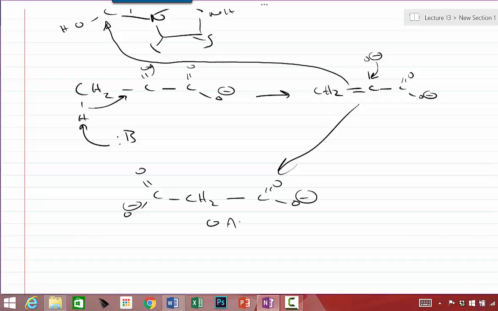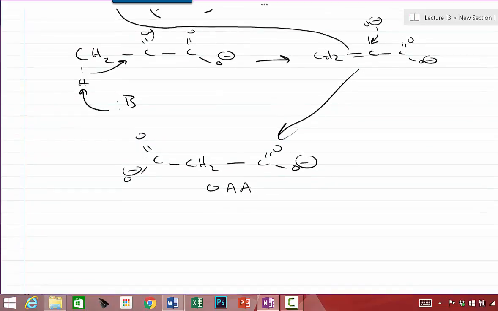And this is oxaloacetate, which we sometimes abbreviate as OAA. Okay. So that is the first step of bypass number 1. The second step is much, much easier. In the second step, let me go ahead and write out the reaction for you. It's going to be OAA plus GTP. I'll write down here second step.